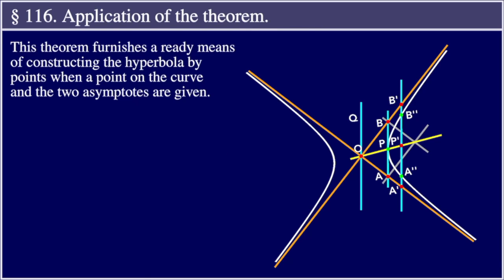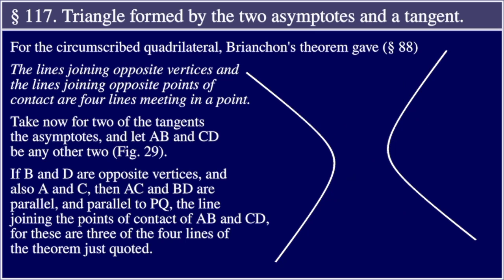Section 116. This theorem furnishes a ready means of constructing the hyperbola by points when a point on the curve and the two asymptotes are given. Section 117. For the circumscribed quadrilateral, Brianchon's theorem gave, Section 88, that the lines joining opposite vertices and the lines joining opposite points of contact are four lines meeting in a point.